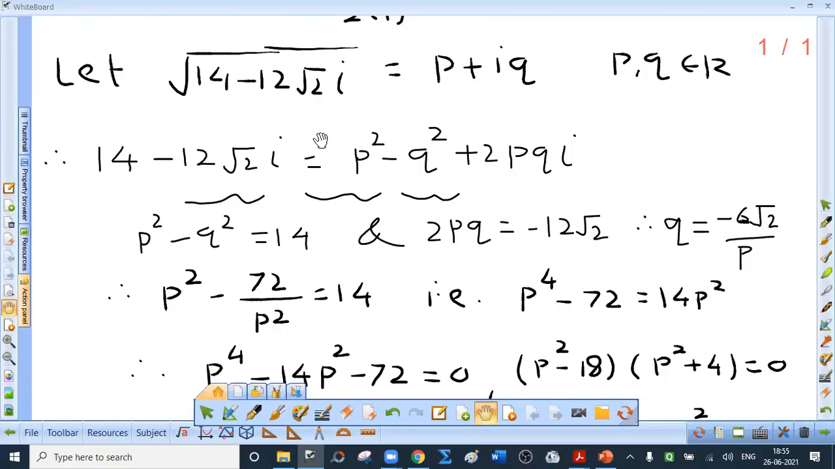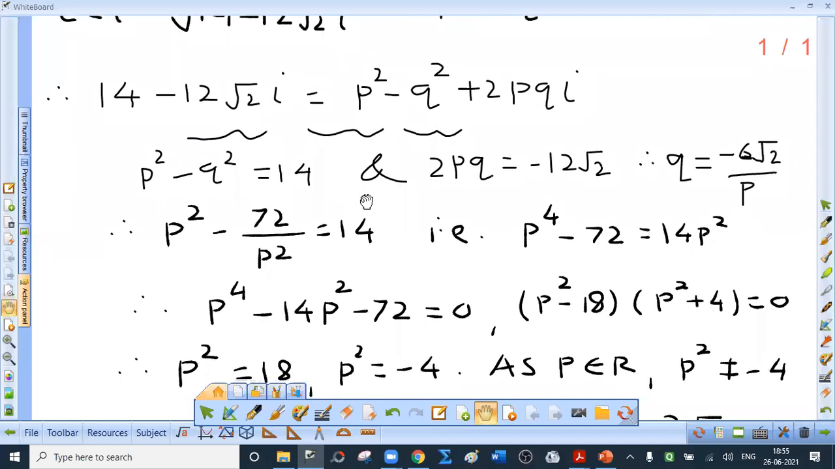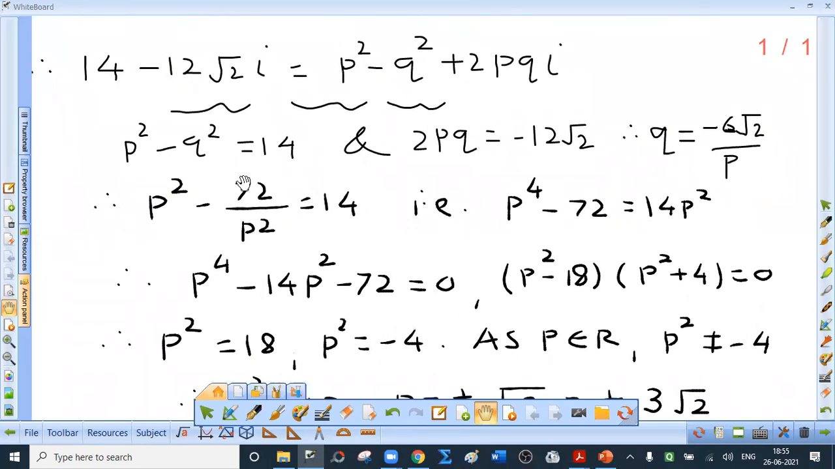Let root of 14 minus 12 root 2i be p plus iq. P and q belong to R. Square. Then equate real part to real part. P square minus q square, see, this stands for what? On equating real and imaginary part separately, p square minus q square is 14. Twice pq is minus 12 root 2. So what is q? Minus 6 root 2 by p. Put this. I have directly put the value of q square. So p square minus, what is square of this? 36, root 2 square is 2. So 72 upon p square is 14.